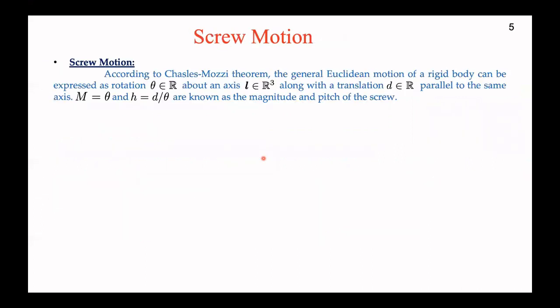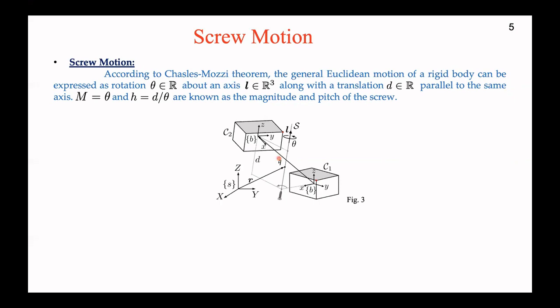Recall that any rigid body motion can be expressed as a screw motion, which is defined by a rotation about an axis along with a translation along the same axis. Consider the motion of a rigid body from one pose C1 to another pose C2. This motion can be conveniently expressed as screw motion about the axis S.